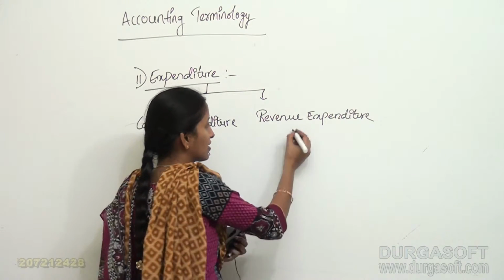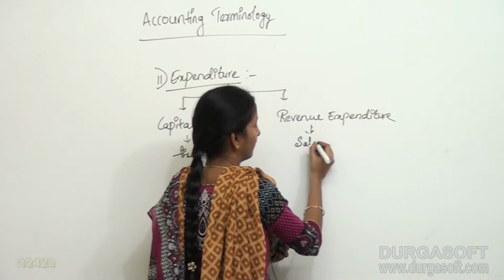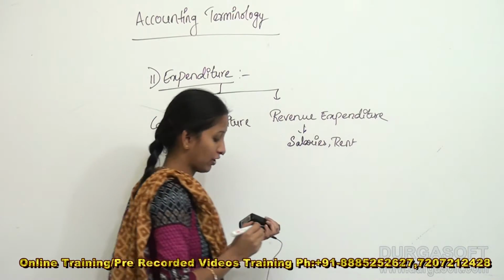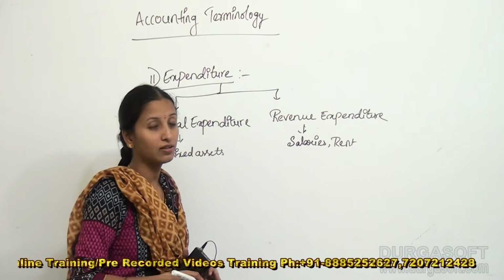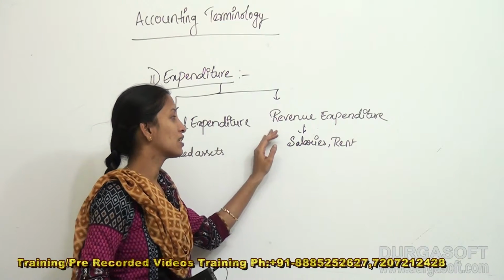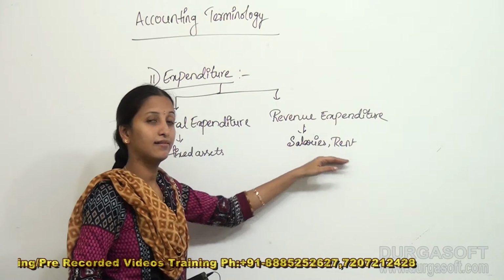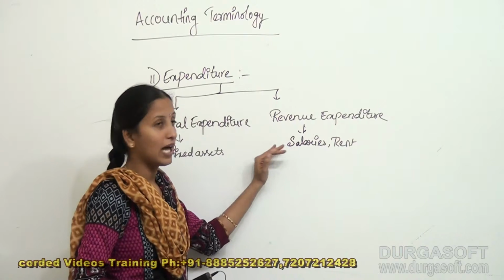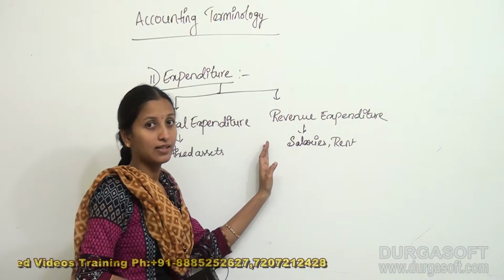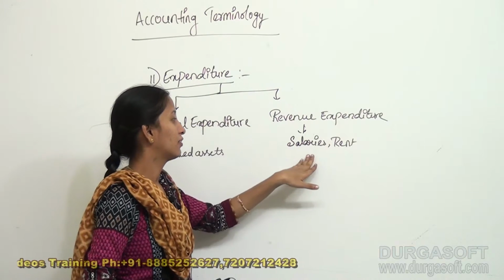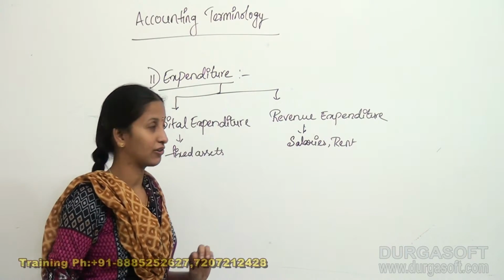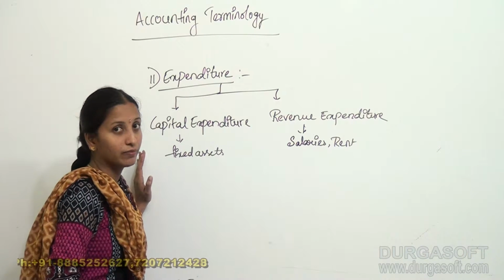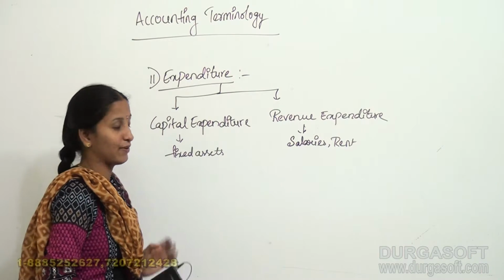And revenue expenditure is nothing but expenses like salaries, rent, those types of things. Revenue is nothing but getting some source from the business. If we take a building, we have to pay some rent. If we have some employees, we have to pay some salary. Those types of expenses are called revenue expenditures. Expenditure is nothing but whatever we are spending for the business.